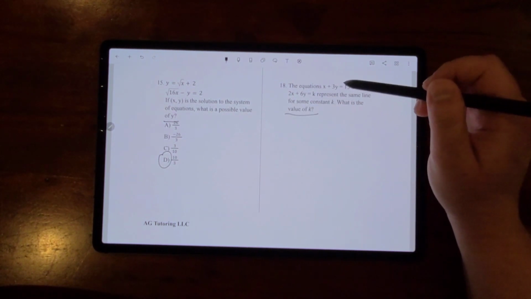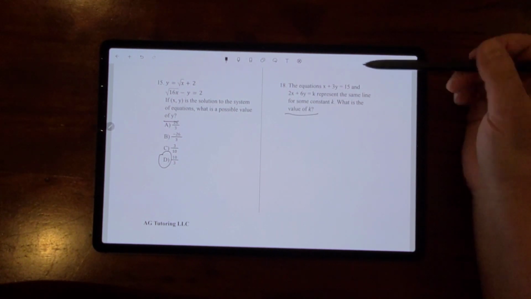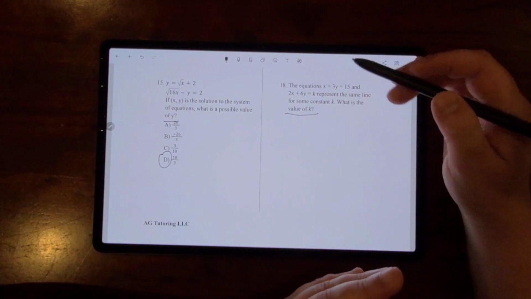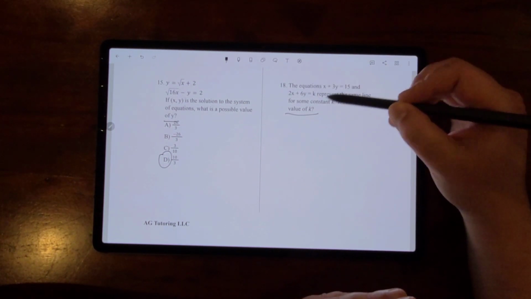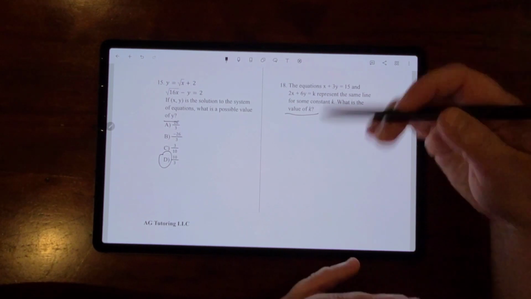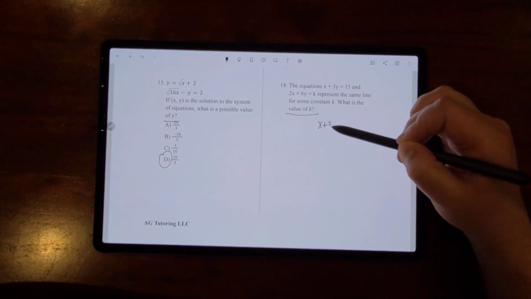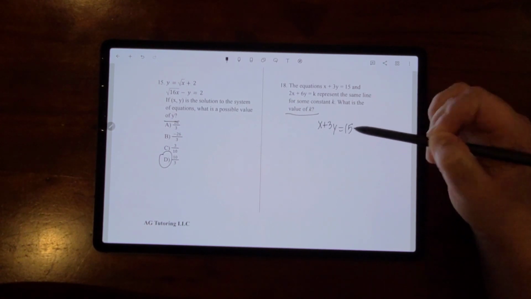Next, we have to find the value of K. We have these equations that they tell us are the same line. Another way to think about this is that we have a system of equations with infinitely many solutions, because that means they're the same line. So I'm going to stack these on top of each other so that we can look at them simultaneously, so it's easier.